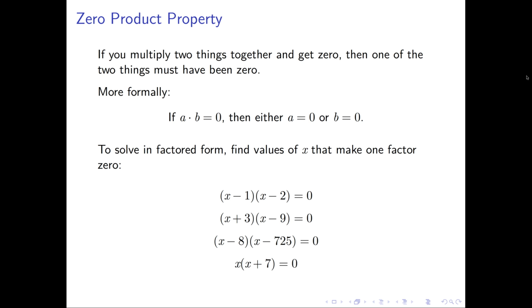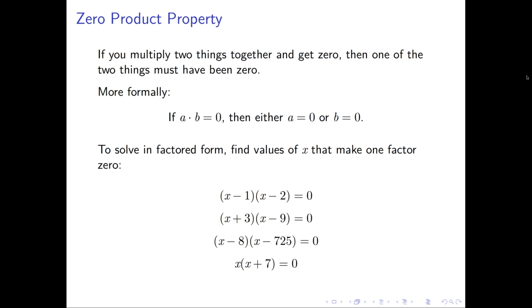The zero product property says that if you multiply two things together and the result is 0, then one of the two things must have been 0. More formally, if a times b equals 0, then either a equals 0 or b equals 0, and in math speak, it could be both.